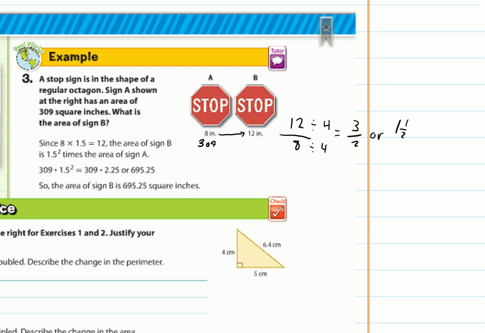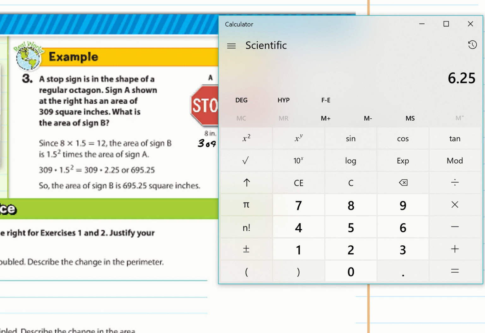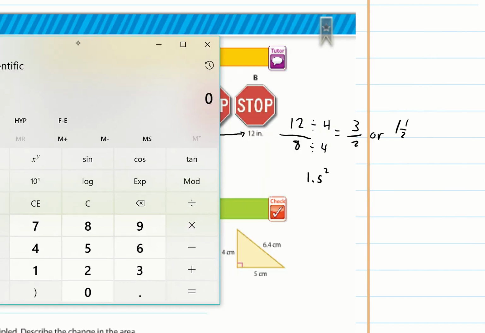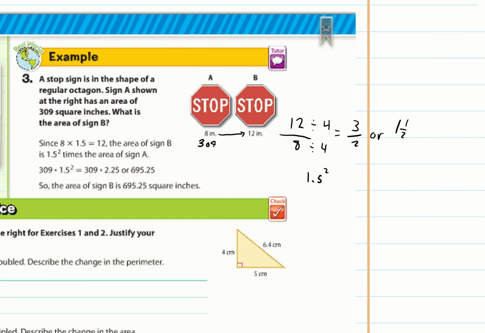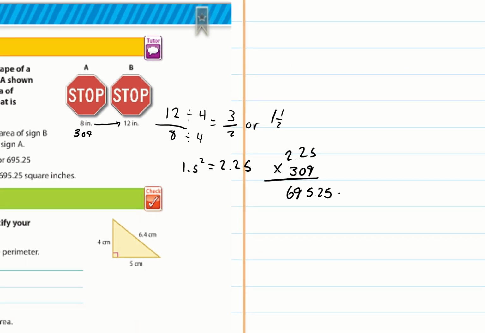So that means now for the area, I need to take 1.5 squared, which I believe is 2.25. 1.5 times 1.5 is 2.25. So my area is going to be 2.25 times as great. So I'm going to take 2.25 and multiply that by 309. So my new area is going to be 695.25 square inches, or inches squared.